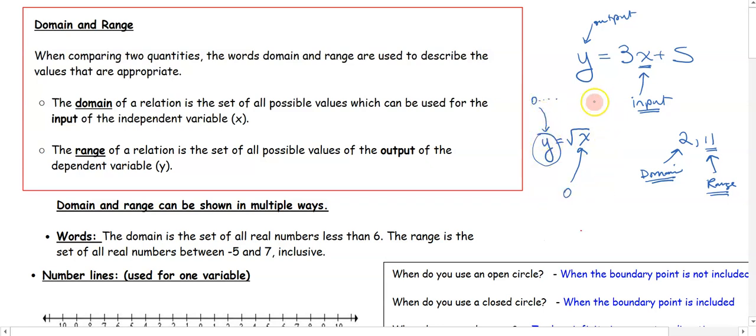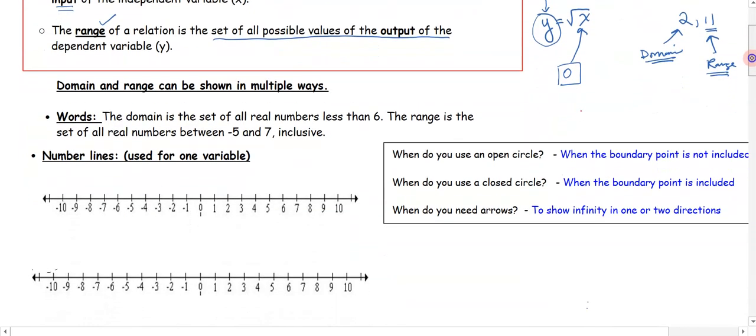So this is a look at where, when we have a relationship between two variables, what we're putting into our rules could be limited, and what we're getting out of our rules could be limited. So we're going to look at how we can write what these values are, calling them the domain of the relation, the set of all possible values which can be used for the input, and the range of the relation, which is the set of all possible values for the output. So let's take a look at this.